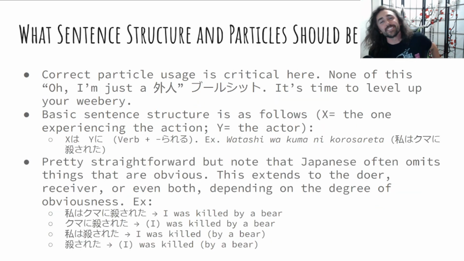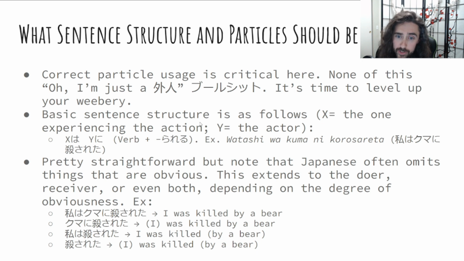So what sentence structure and particles should be used? Correct particle usage. I know before, when I talked about potential, it was like wa versus ga or that type of thing. You could kind of get away with some sloppy stuff. Not here. There's none of this, oh, I'm just a gaijin, right? You have to get this right.